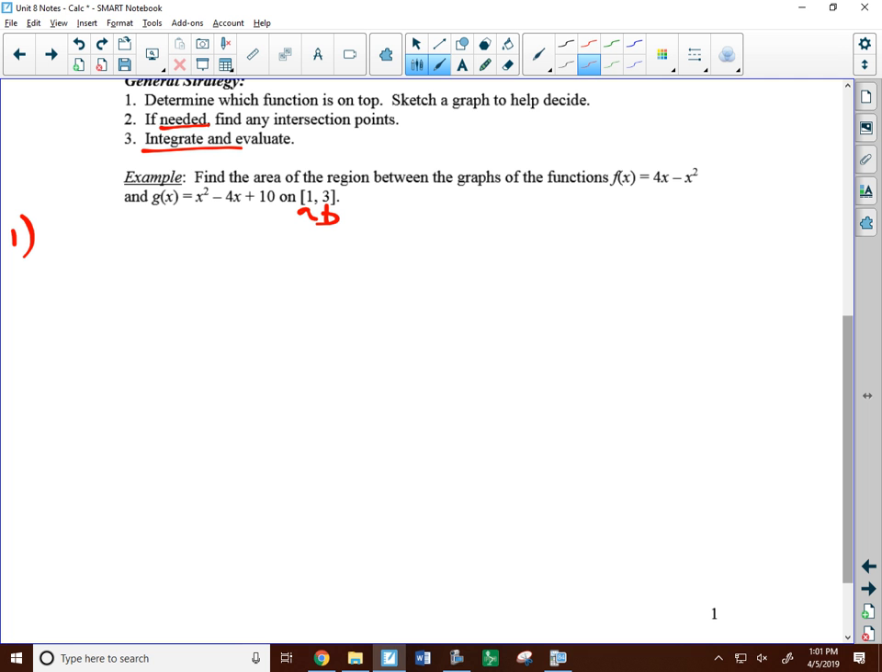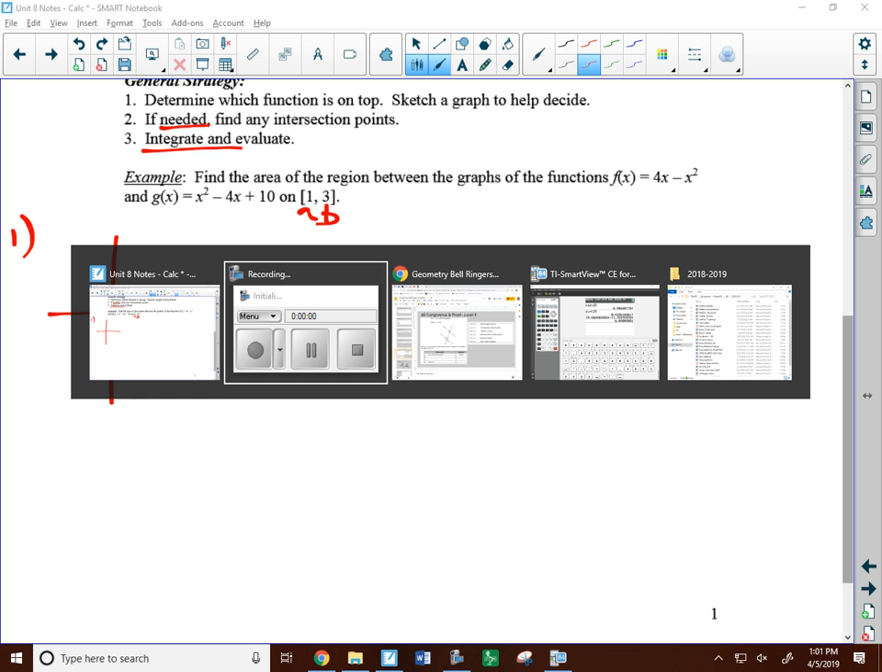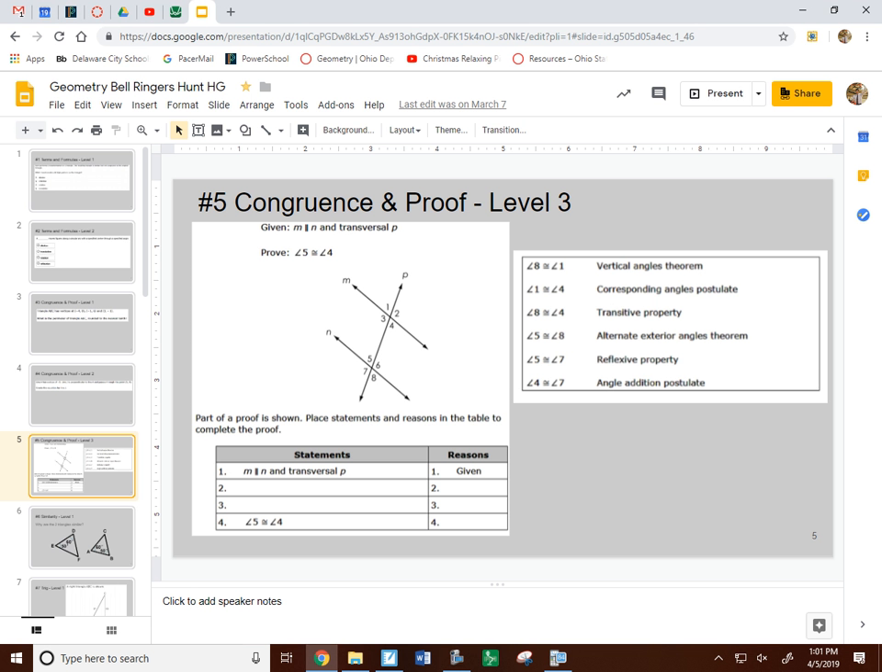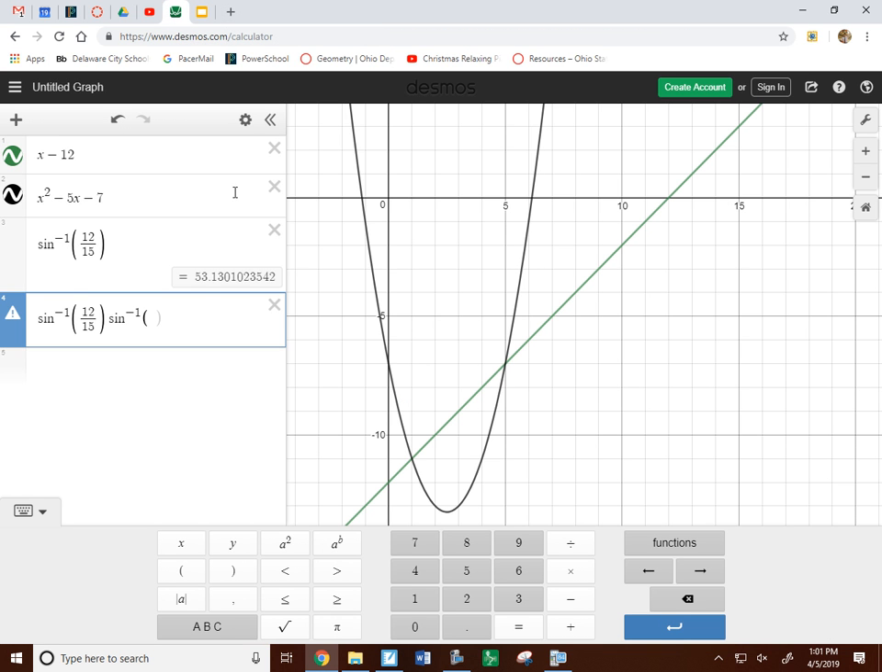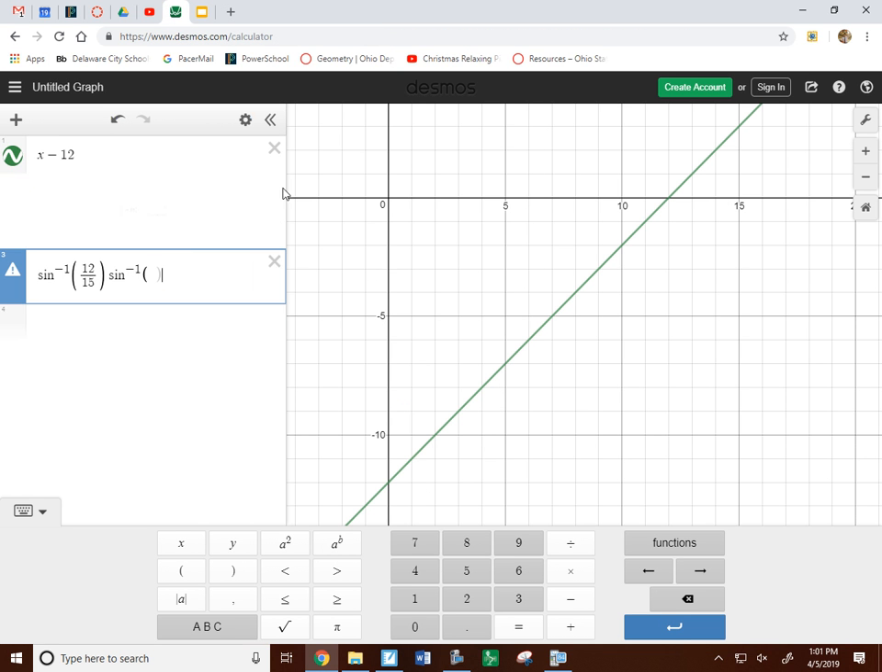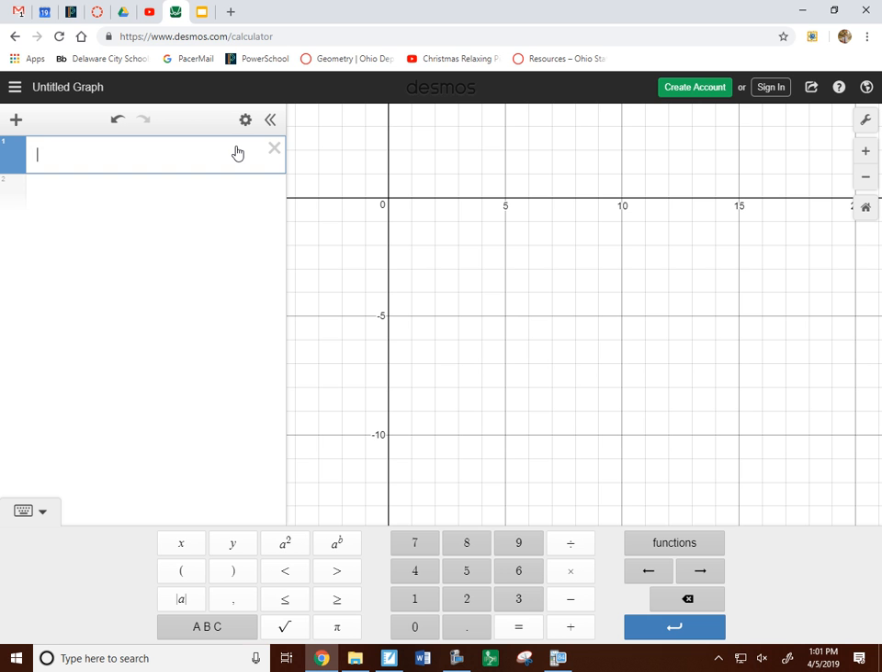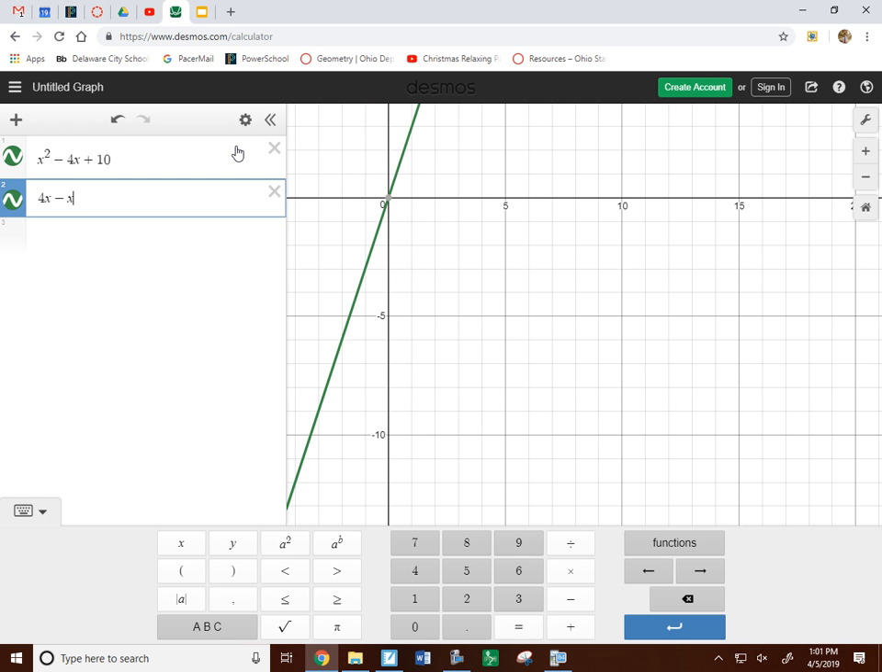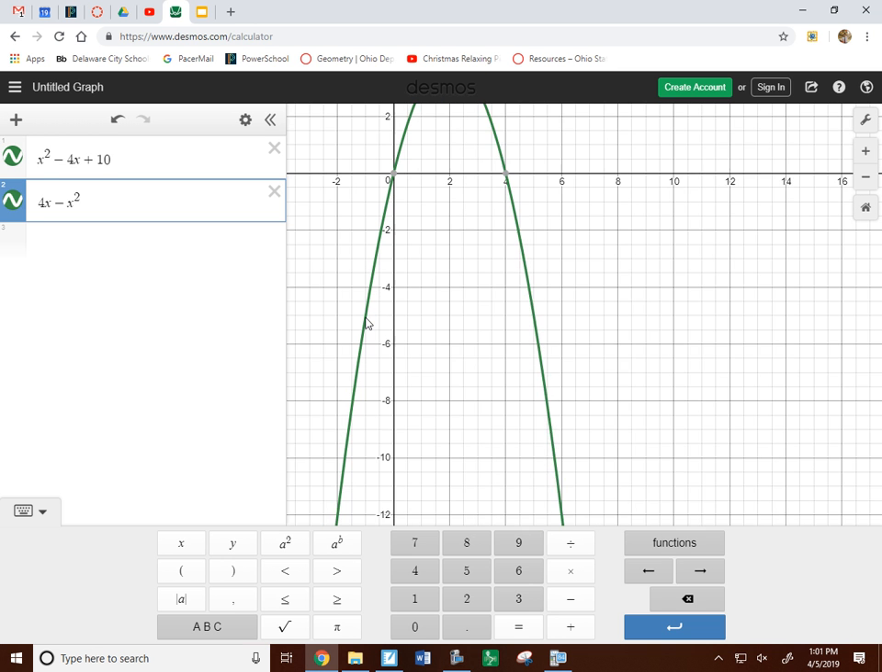So let's see. First I'm going to make a little sketch, and use your graphing calculator as needed. I'm just going to use Desmos. Quick sketch. Okay, so I think that's it, right? Yeah.